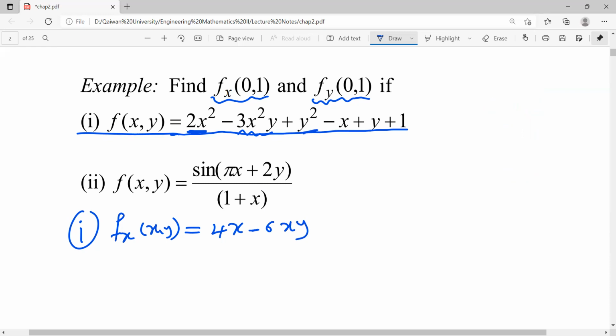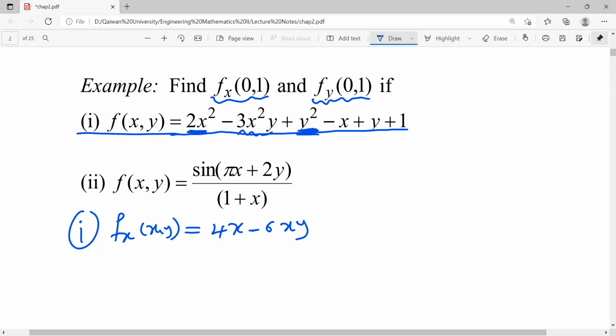And here we have y squared. We have no x in this term. That means its derivative is 0. If we take the partial derivative with respect to x, and any term has no x, we say its partial derivative is 0.